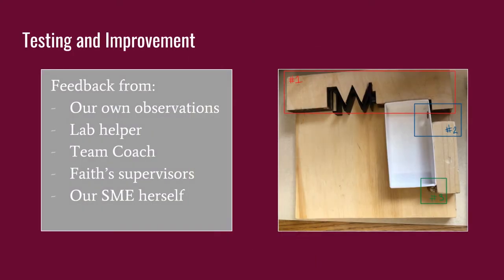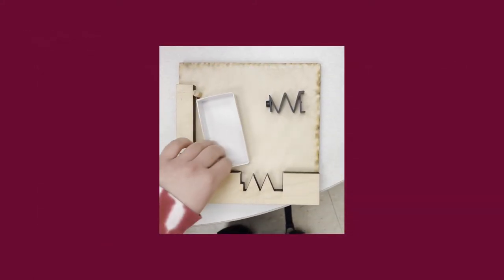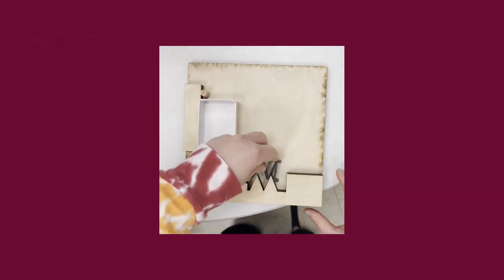In our testing and improvement stage, we found three critical areas to improve. They were the height of our indentation for the W spring, the spacing of the hole for the spring to be placed into, and the spacing of the peg, which holds the white box in place while the W is placed into the container. Here are some pictures of our final design. The video below shows the implementation of our final design.